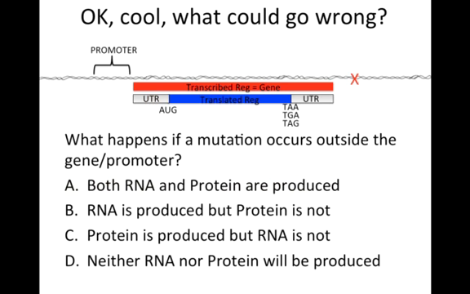Oh, and one more thing. What if we were to have a mutation outside of the gene? Give that a think and pause it if you'd like. So under these circumstances, we do have the signals for transcription, both initiation and termination. So we expect to get a normal RNA. And then we also have a normal RNA, which contains translation start and stop sites, and so therefore we would expect translation. So under these circumstances, again, we expect that both RNA and protein will be produced.